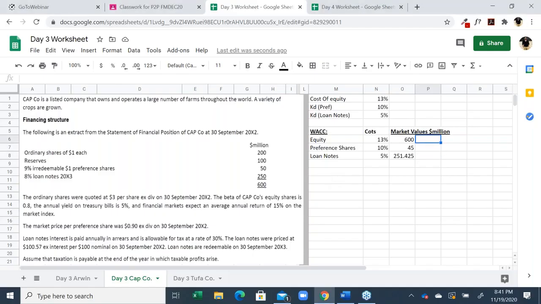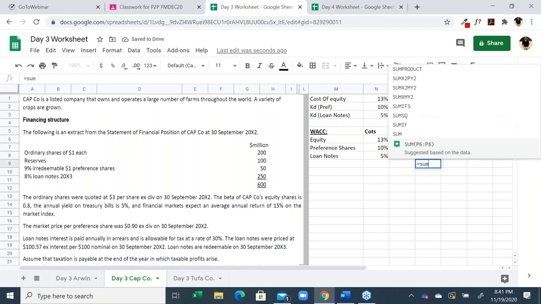Now, what we should do, we should first calculate how much we will be paying to our investors. We'll be paying them 13% return, right? And their investment value is 600. So we'll be paying 13% of 600 to our equity investors for the whole year, and it is going to be 78 million. Similarly, to our preference shareholders, we will be paying 10% of their investment value, which is 45 million, so 4.5. And to our loan notes investors, we'll be paying 5% of their investment value, which is 2.5.